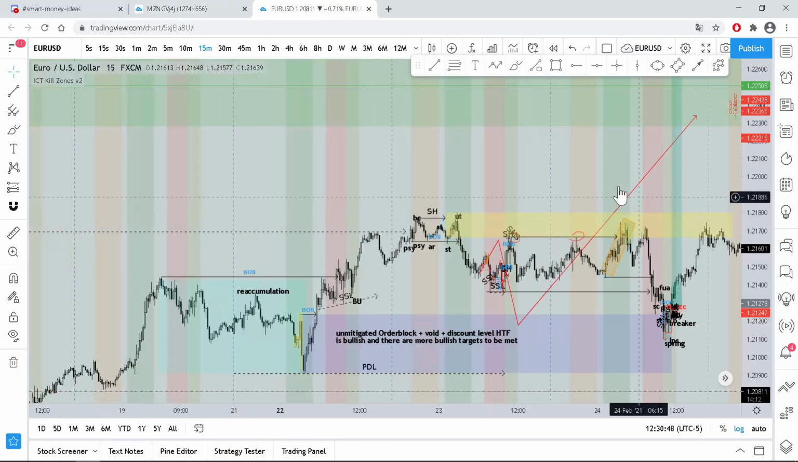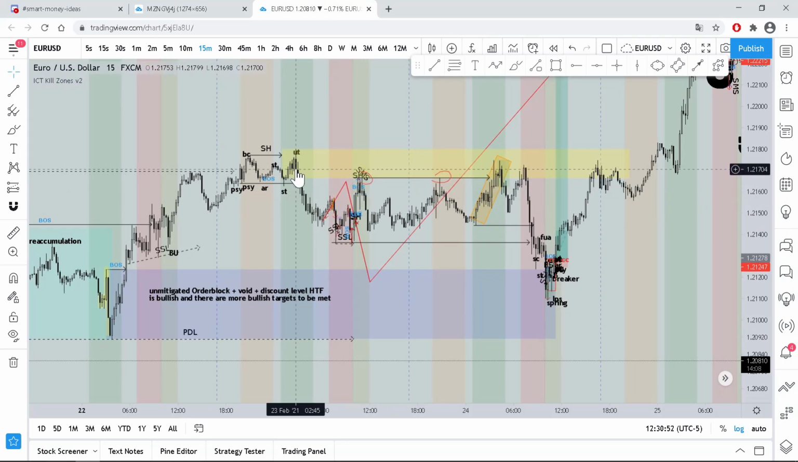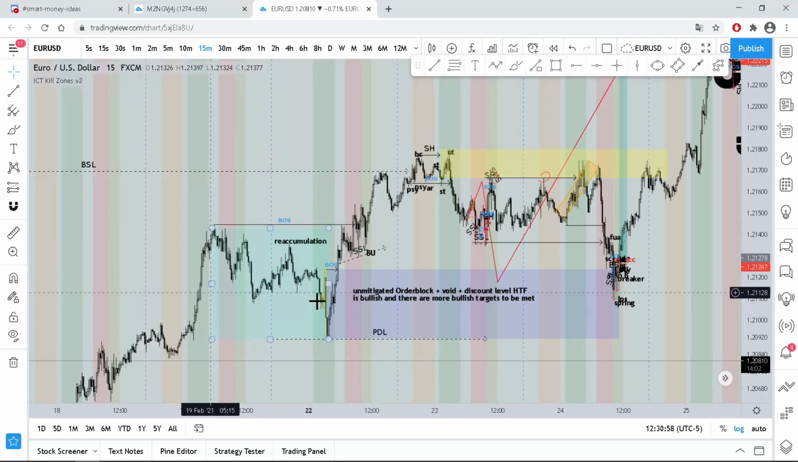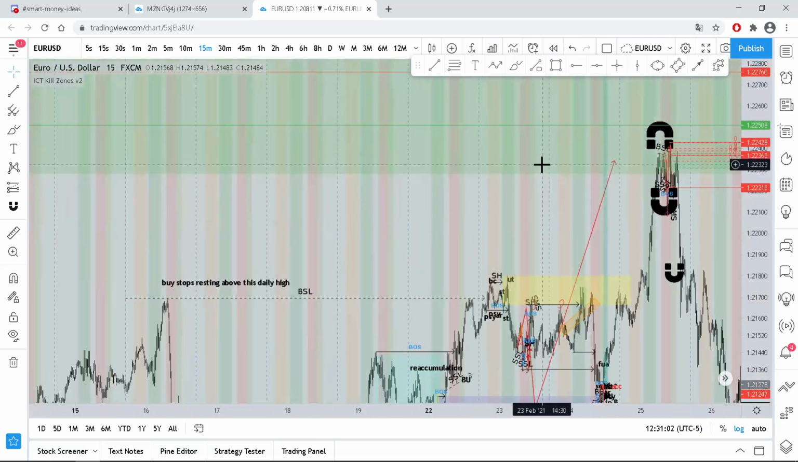So as we can see here on the Euro USD chart, price did just that. First it went higher to mitigate this level, coming into this level right here, this area where Smart Money previously accumulated orders, and from here it took off into a higher time frame level.